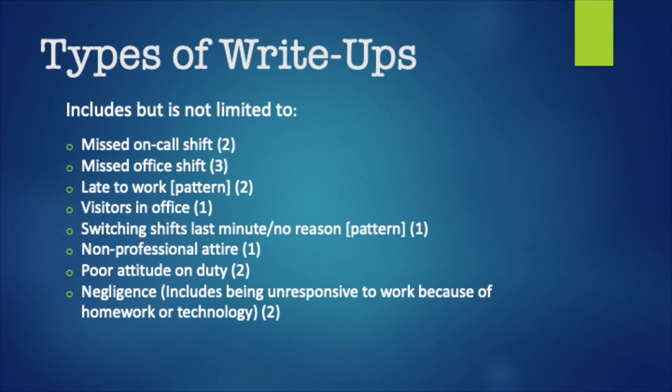There are different types of write-ups, and this includes but is not limited to a missed on-call shift, missed office shift, late to work, which is a pattern of events, visitors in the office for too long, switching shifts last minute or for no reason, and this is also a patterned event, non-professional attire, poor attitude on duty, and negligence, which includes being unresponsive to work because of homework or technology, and there's different points per write-up.